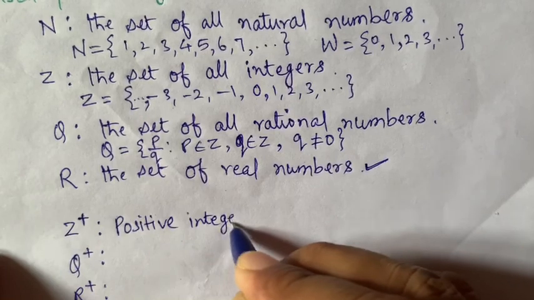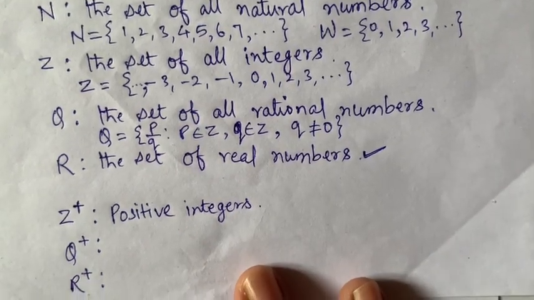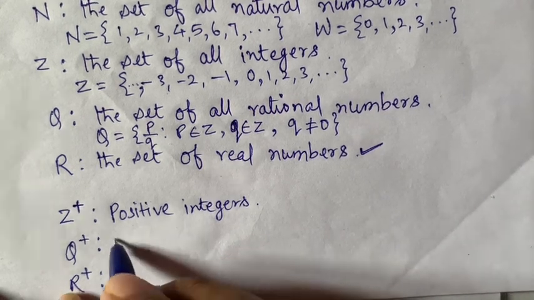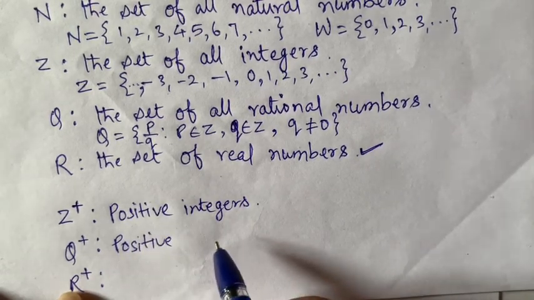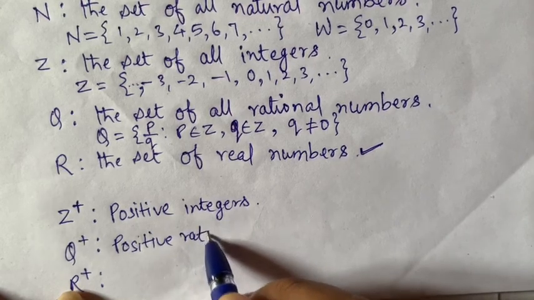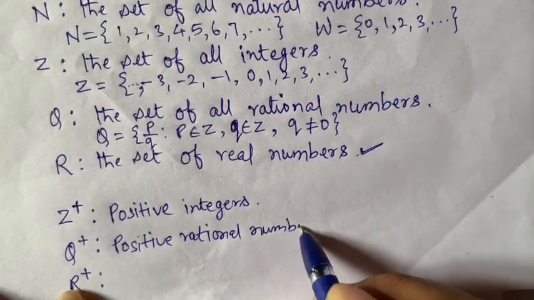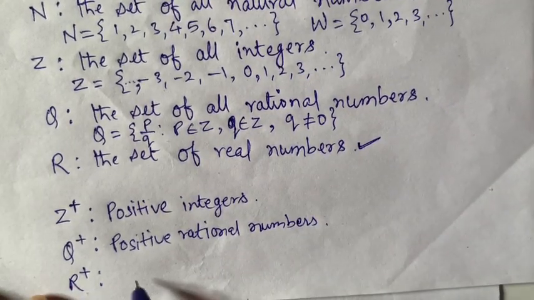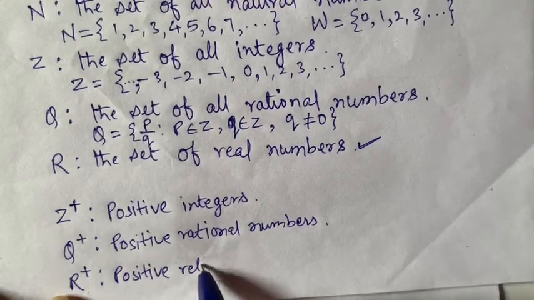Now the next is Q plus, and Q plus is indicative that we are talking about positive rational numbers. The group of positive rational numbers is denoted by Q plus, and R plus denotes positive real numbers.